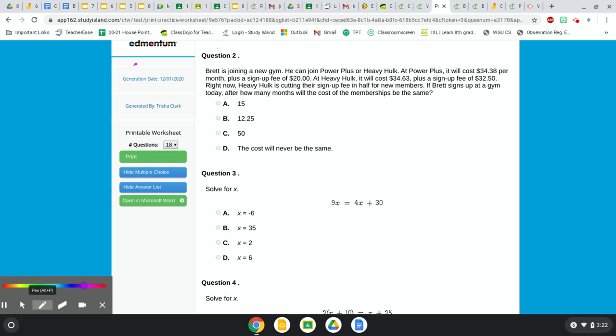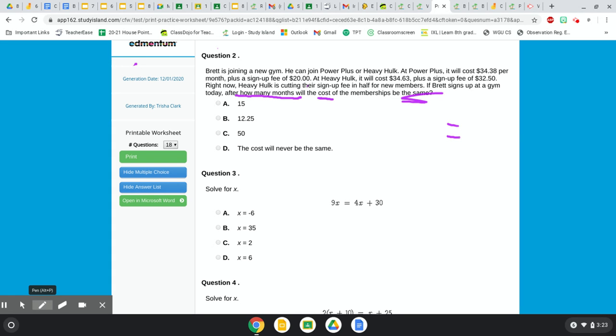If Brett signs up at a gym today, after how many months will the cost of the memberships be the same? Okay, that gave me a ton of information, and now my job is to figure out what it's asking. I always start with the question at the end. Notice I didn't underline anything yet because I'm not quite ready to start doing that. If Brett signs up at a gym today, after how many months? When it says how many months, that's part of what it's asking. So how many months will the cost be the same? Same is a huge clue. When something's the same, it's set equal to each other, right? So I'm going to be setting something equal to each other.